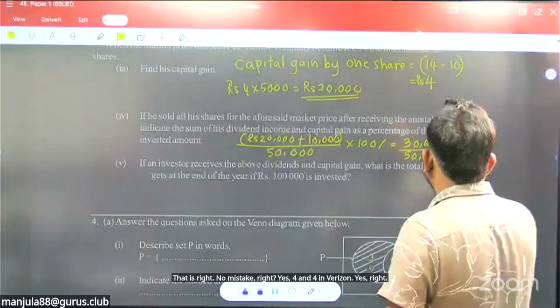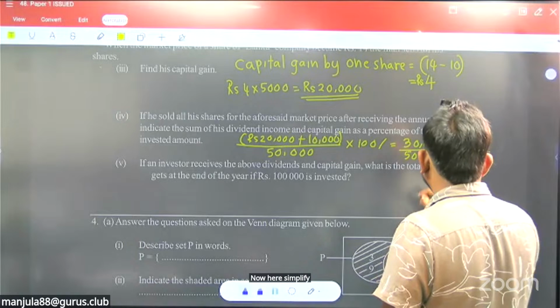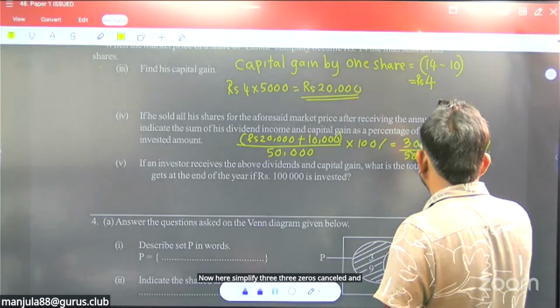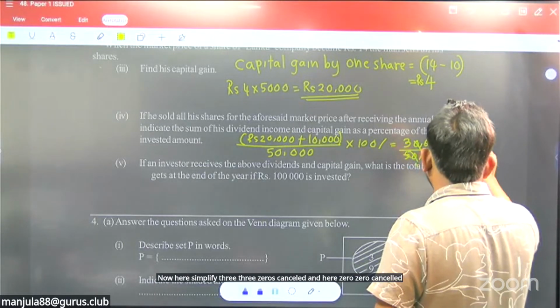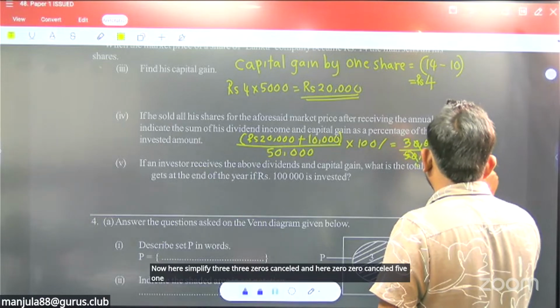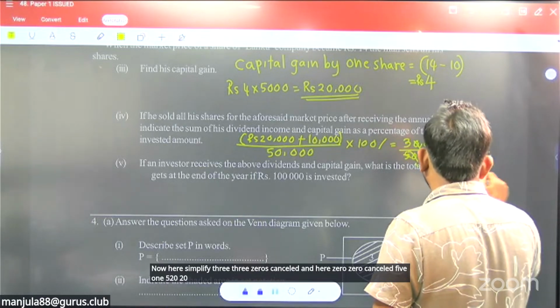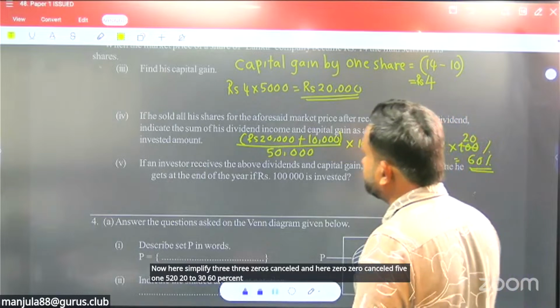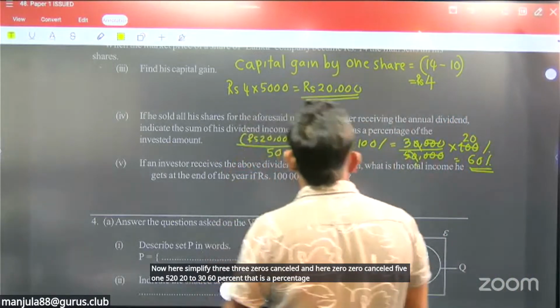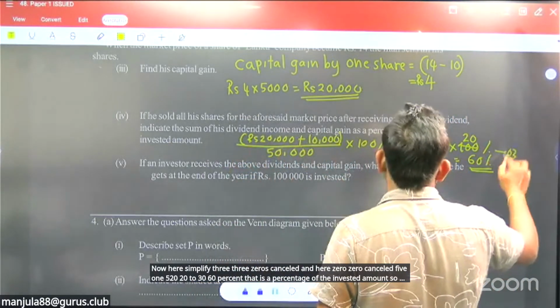Now here simplify: three zeros cancelled, and here 0 cancelled. 5 1 5, 20 into 3, 60%. That is a percentage of the invested amount. So the marks is 3 marks for that one.